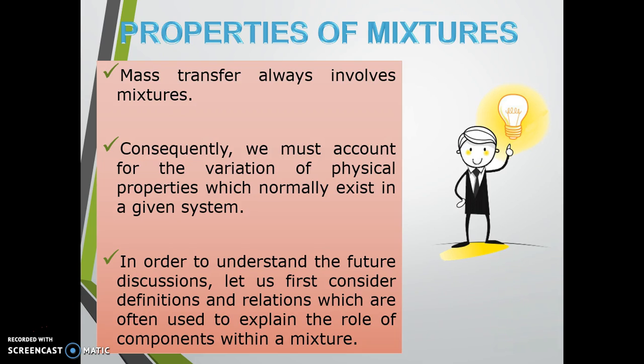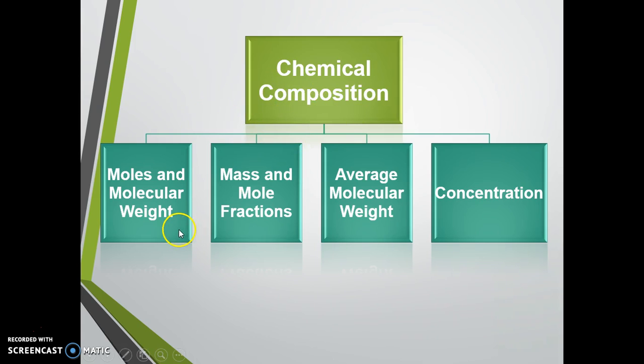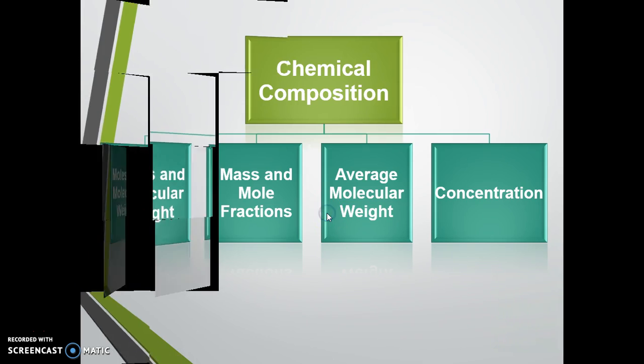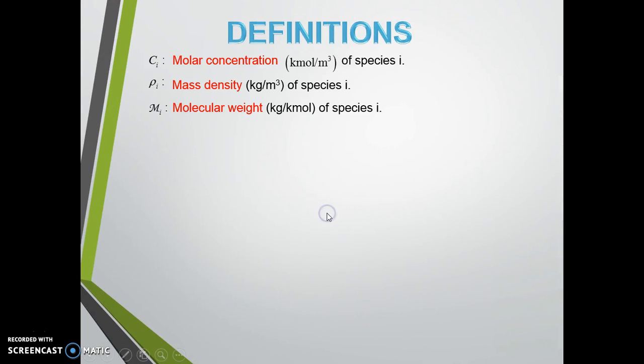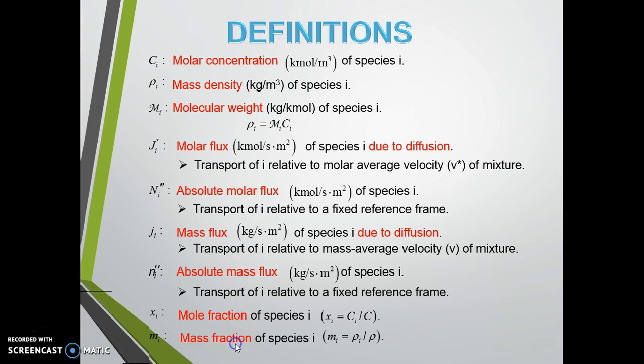In mass transfer, in diffusion, of course, you have to know the properties of the mixture. So what are the properties of the mixture that you should know? It is about the chemical composition, about how to convert the moles and the molecular weights, mass and mole fraction, average molecular weight, and also concentration. These are some of the definitions that you should know in the mass transfer chapter. For example, molar concentration, density, molecular weight, molar flux and absolute molar flux, mass flux and absolute mass flux, and also mole fraction and mass fraction.